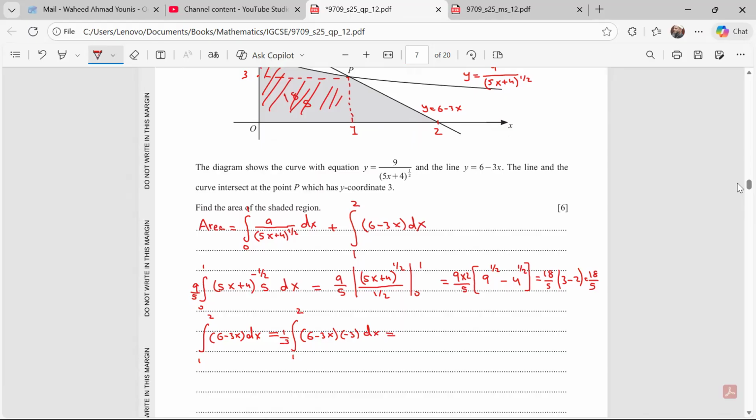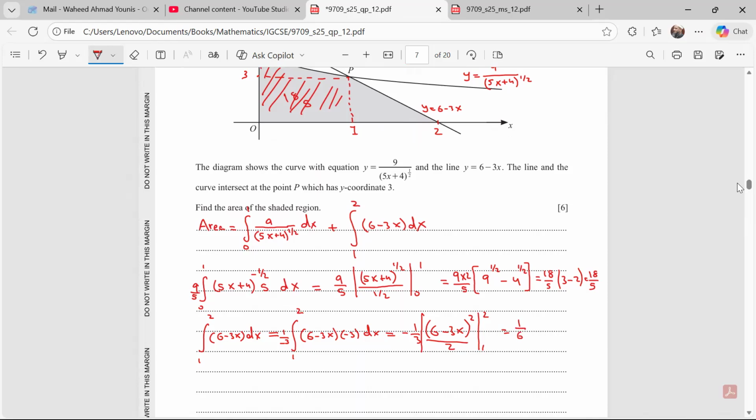Okay, so it is minus 1 over 3, and the integration of this is going to be a function to the power n, it's the complete derivative of power plus 1. So it is (6 minus 3x) squared over 2, and it has limits from 1 to 2. So I will write it as 1 over 6.